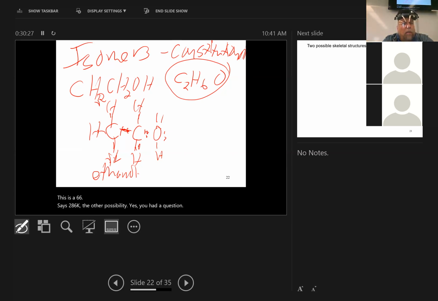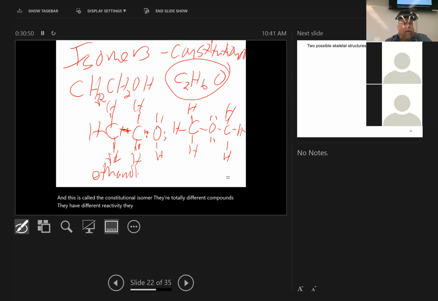The other possibility, yes, you had a question. Would you want the oxygen in the middle? You could do that. That's another example. So if you put a carbon like this, then an oxygen next to it, then the carbon over here, you have this as a possibility. And this is called a constitutional isomer. They're totally different compounds. They have different reactivity. They have different physical properties. They're totally different, but they're called constitutional isomers.